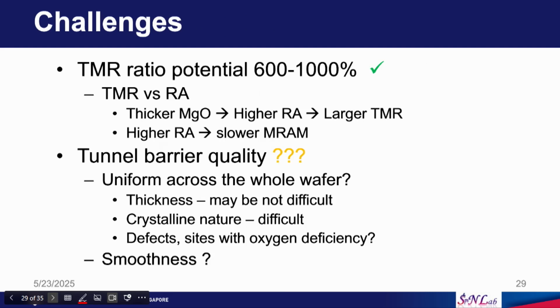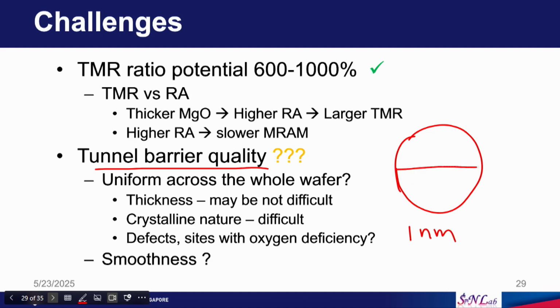So, what are the challenges for industry? One challenge is the tunnel barrier quality. So, we are depositing 1 nanometer of magnesium oxide over a wafer that has a diameter of 30 centimeter. Imagine you need to deposit 1 nanometer MgO. So, throughout this 30 centimeter, your magnesium oxide thickness has to be uniform.